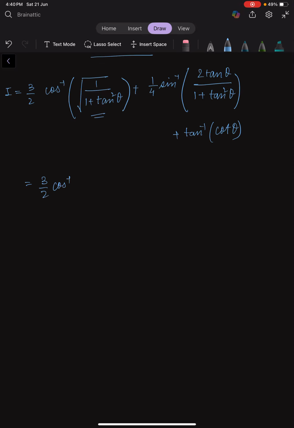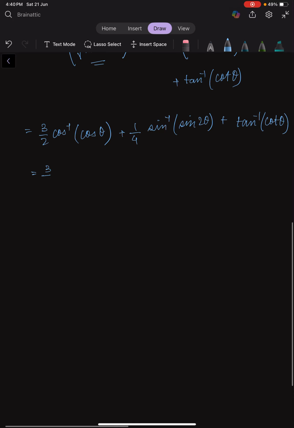Now we can ease this out by saying that 1 plus tan square theta is equal to secant square theta, and 1 by secant square theta is nothing but cos square theta. So we have 3 by 2 cos inverse cos theta, plus 1 by 4 sine inverse sine 2 theta, plus tan inverse cot theta. Correct? Now this gives me 3 theta by 2 plus 1 by 4 sine inverse sine 2 theta plus pi by 2 minus cot inverse cot theta.